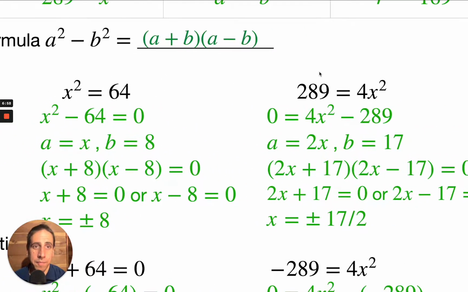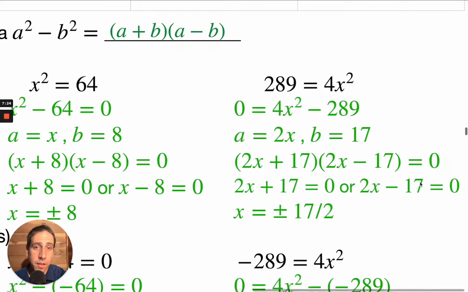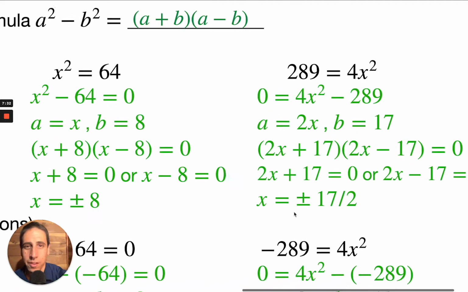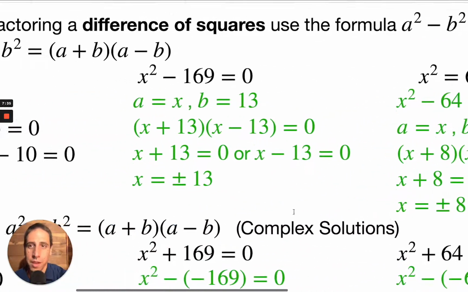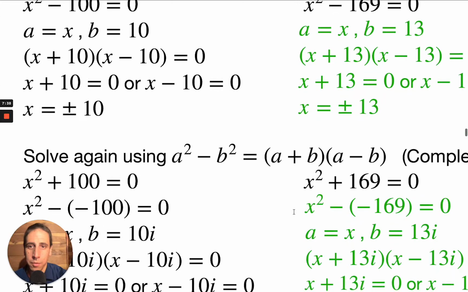All right, let's subtract 289 from both sides, and we get 4x squared minus 289. Wait a minute, this is a difference of squares. Subtraction, square, square. So the square root of 4x squared is 2x. And what number times itself is 289? It's 17. A is 2x, b is 17. So you write it twice: 2x plus 17, 2x minus 17 equals 0. And so then you get 2x plus 17 equals 0, or 2x minus 17 equals 0. X is equal to plus or minus 17 halves. Again, I know this is not the fastest way of solving these equations, but I'm trying to show you how the pattern works so we can use it in more complicated ways.